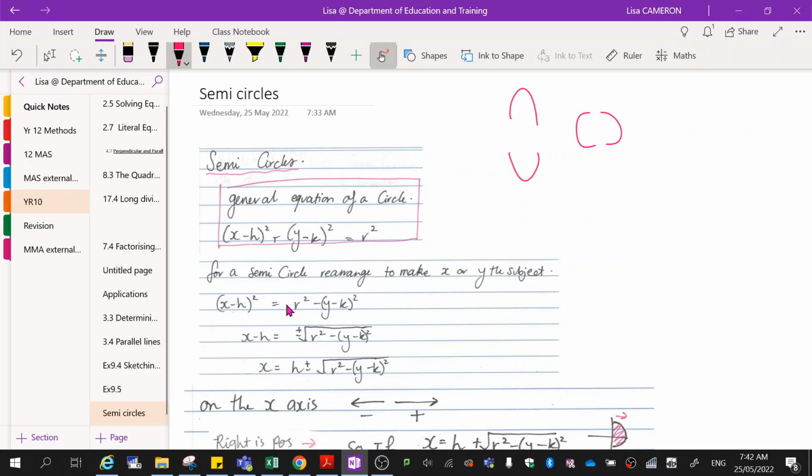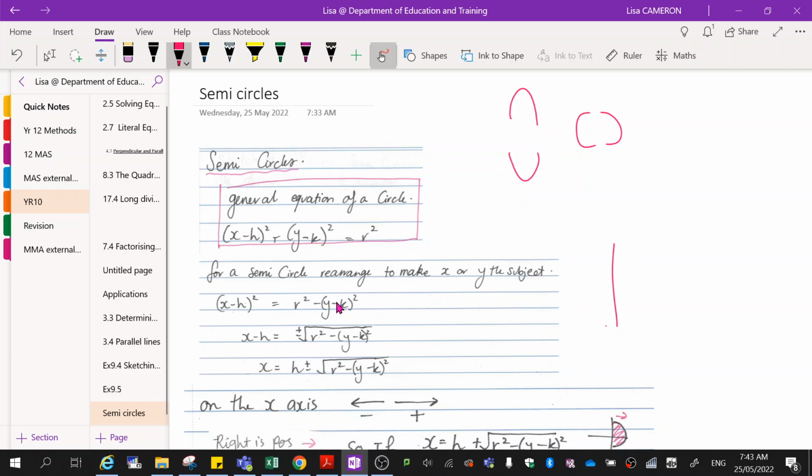To rearrange it, if I want to make x the subject, then I take this bracket with the y over first. Then I'm going to take the square root. Every time I take the square root, there's a plus and a minus. And then I take h over next, so that I'm left with x equals. If you were going to do this for y equals, you would follow the same steps. It's just the bracket you'd take over first would be the y.